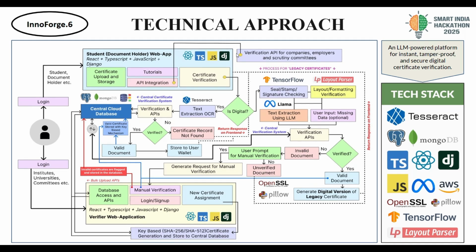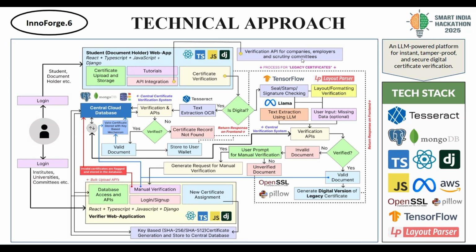So at first, we check if the document is digital or not. Let's talk about the non-digital flow first. By non-digital, we mean the document is uploaded in the form of photos by the user. The documents may mainly include the legacy certificates, which are generally hard to verify. We know that a document consists of three main components: the seal, stamp, or signature; the layout or formatting, which may include the lines, the boxes, the circles; and the text, which is the actual data.